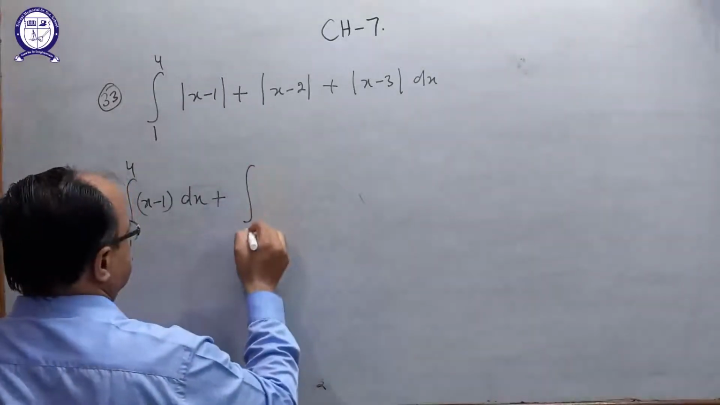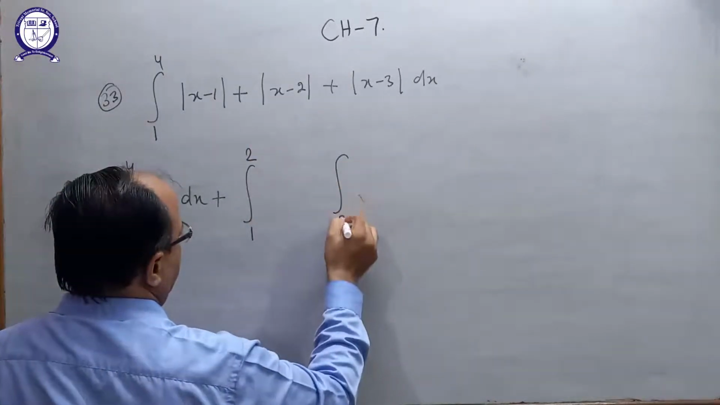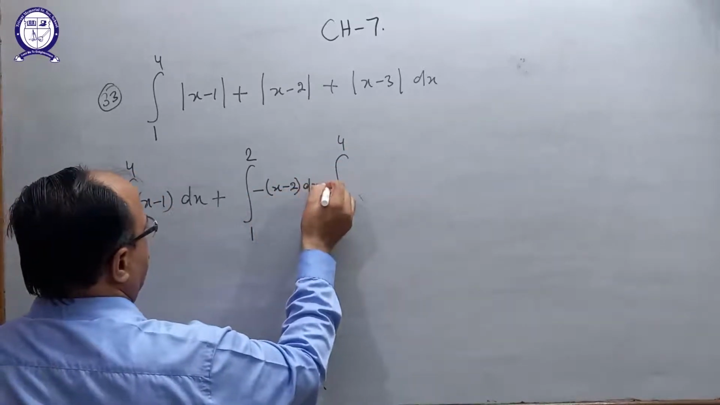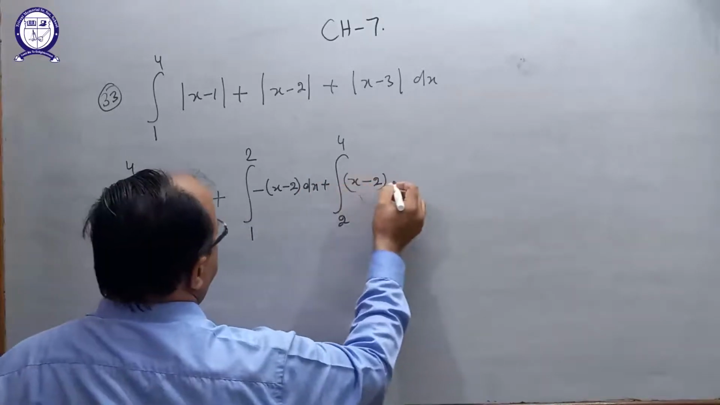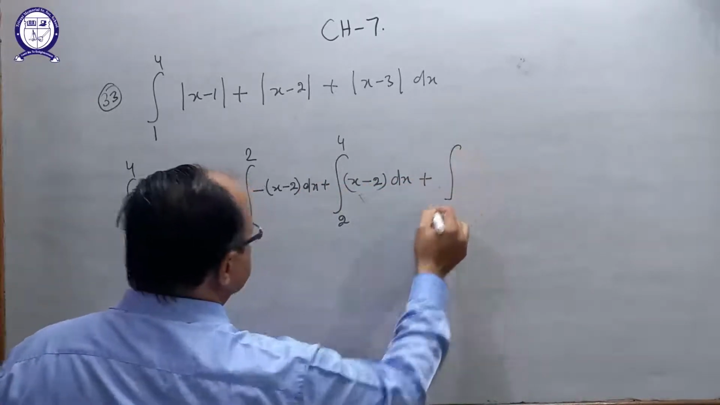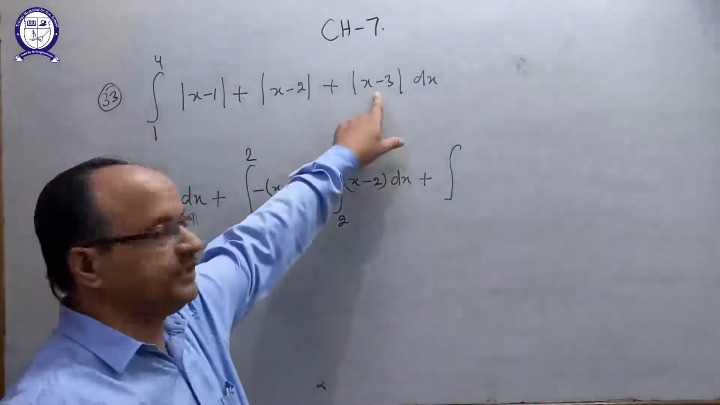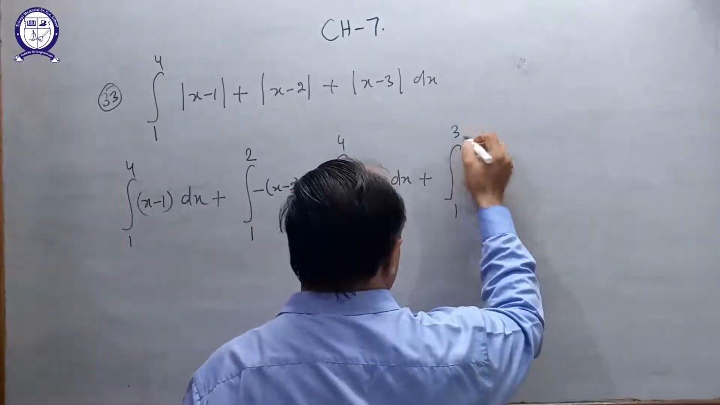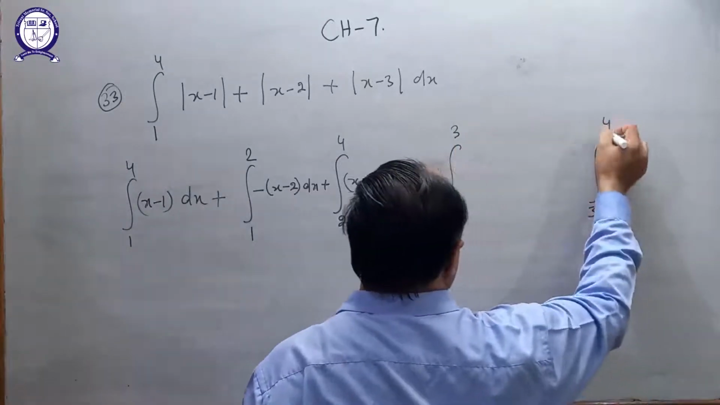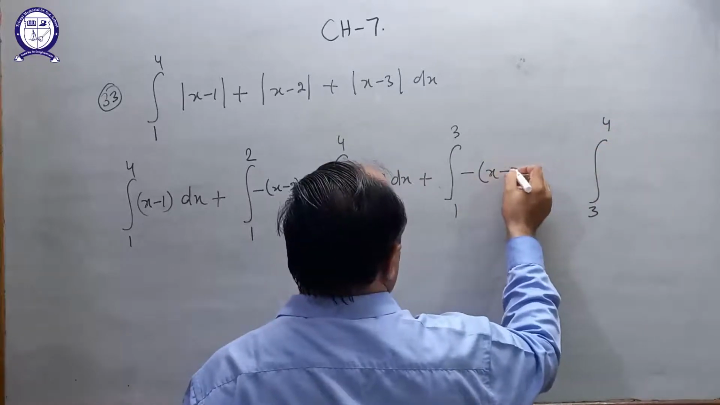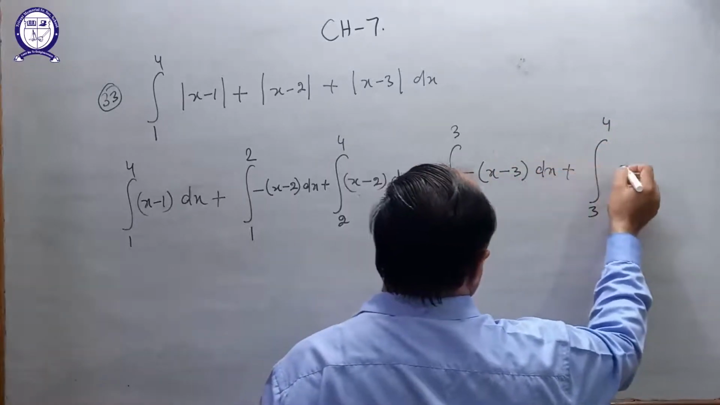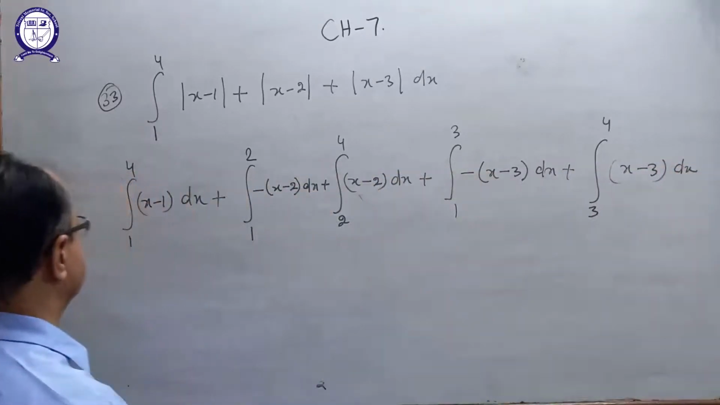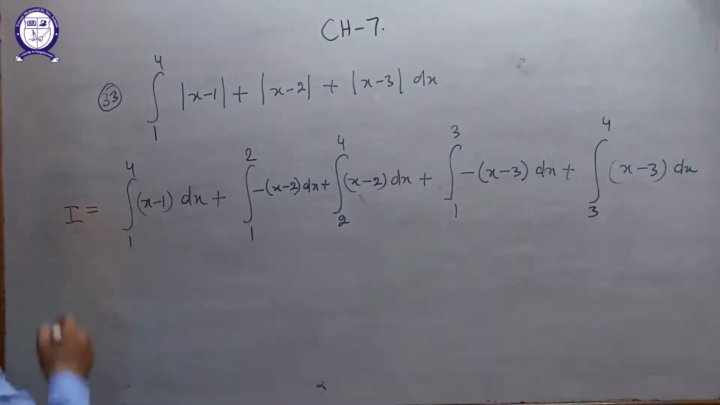Here the critical point is 2, so 1 to 2 and 2 to 4: left hand side minus and right hand side plus. For this critical point 3, x minus 3 is equal to 0, then x is equal to 3. So 1 to 3 and 3 to 4. 1 to 3 is the negative of the function and this is the positive of the function. Further you can solve.